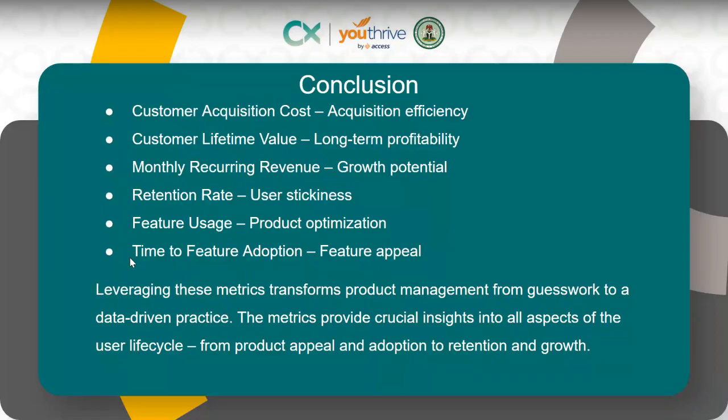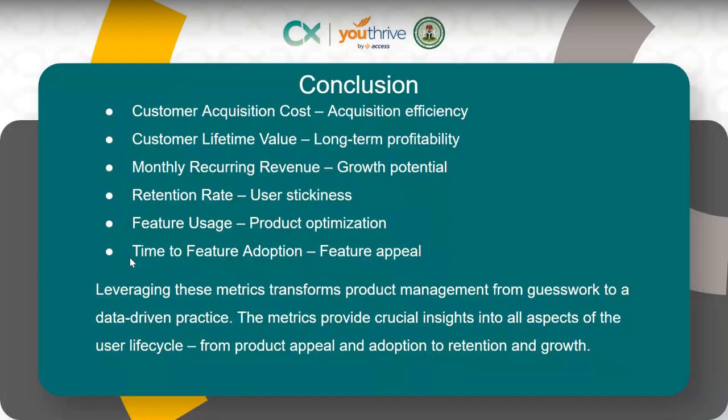Your retention rate, user stickiness. So are users staying? Are they hooked to your product? That's what retention rate signifies. Feature usage signifies product optimization, or how well your product is being optimized. If you have a high feature usage, it means that your product is well optimized, beautiful user experience, on point. Time to feature adoption means that your feature is very appealing.